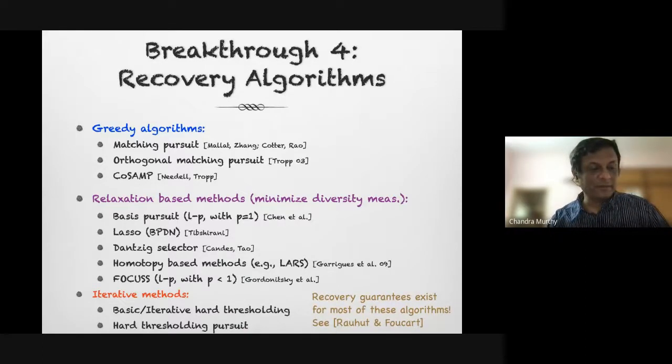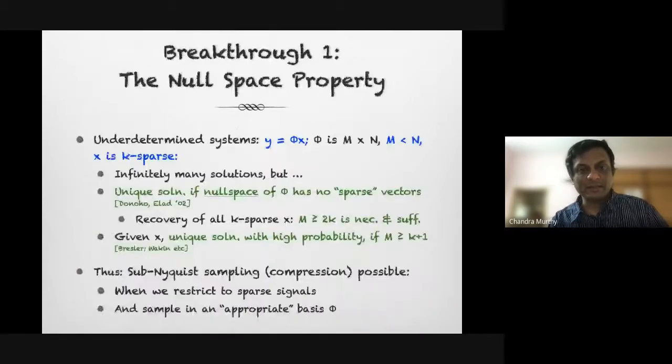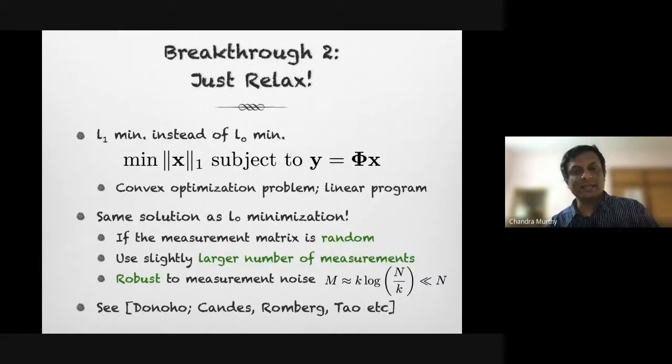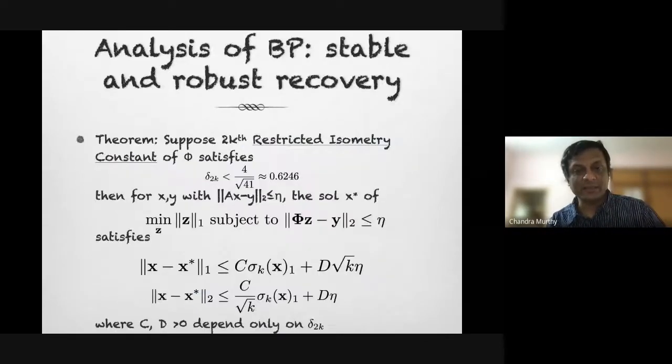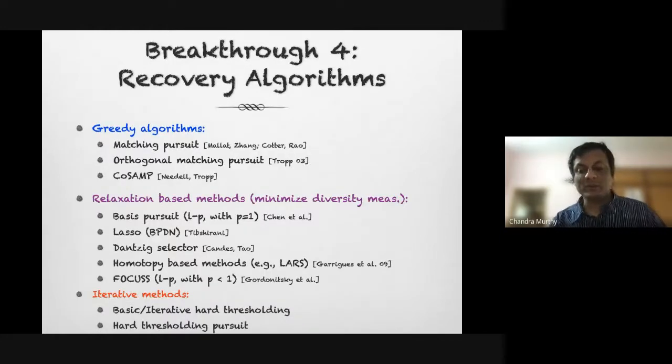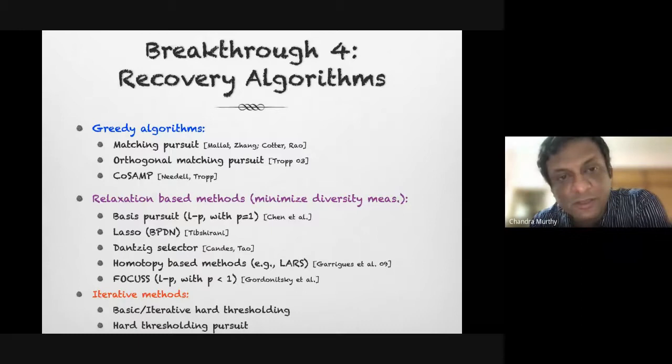Okay, so we've discussed 4 breakthroughs in compressed sensing, which motivate why we are interested in this area. One, through the null space property, you can guarantee unique recovery of sparse vectors. Two, if instead of solving the L0 minimization problem you solve the L1 minimization problem, you can often end up with the same solution as the L0 minimization problem, provided some conditions are satisfied. The third breakthrough is in terms of a variety of recovery guarantees that you can give for these algorithms. And the fourth is a whole slew of recovery algorithms that have been developed in the literature, making it easy to use sparse signal recovery to solve problems in other fields.